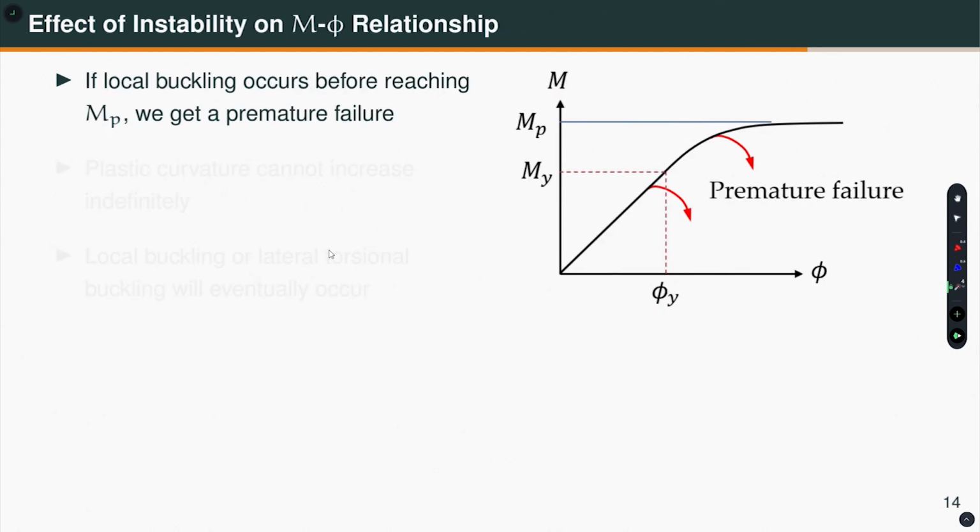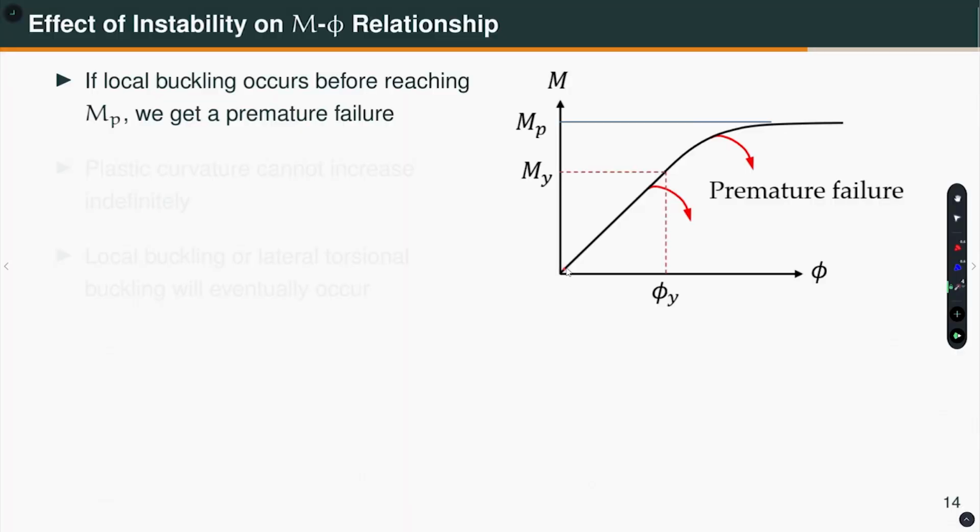What happens if you have local buckling or lateral torsional buckling of a member? Then the plastic moment you may reach and then drop, or you may not even be able to reach the plastic moment capacity. The member will buckle locally or under lateral torsional buckling, and your moment curvature response can have a premature failure. If you recall, in our Indian code, we classify cross sections into plastic, compact, semi-compact and slender.